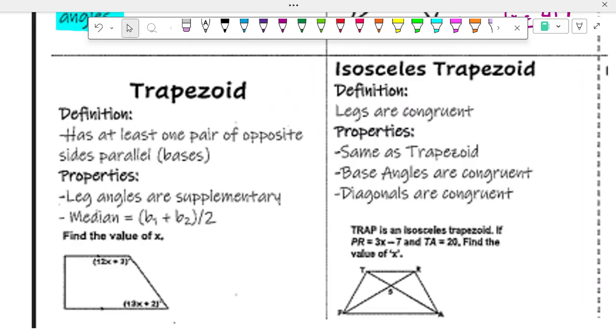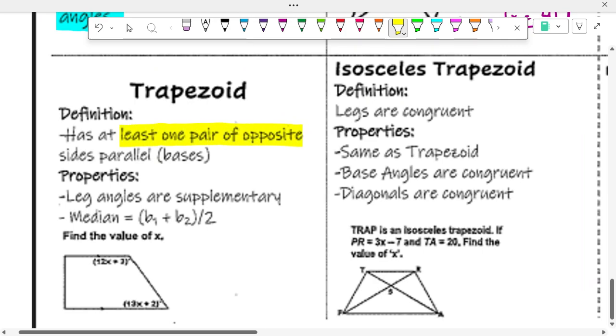So, the biggest thing with a trapezoid is it has at least one pair of opposite sides that are parallel. Those are known as their bases. So, it's considered a trapezoid if it has one pair of opposite sides that are parallel, or at least one pair.